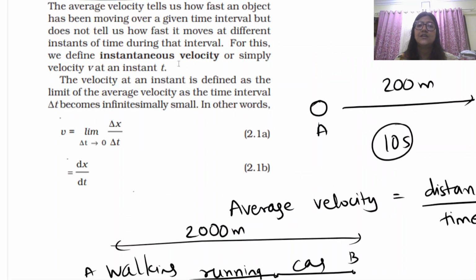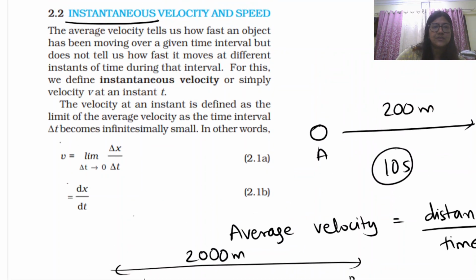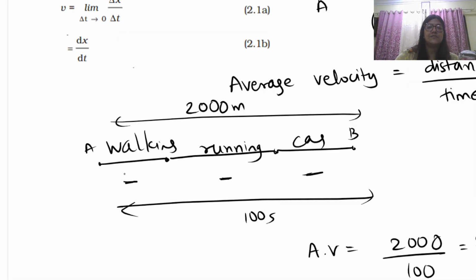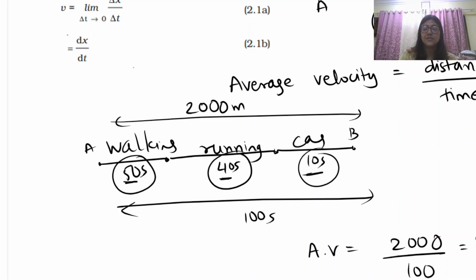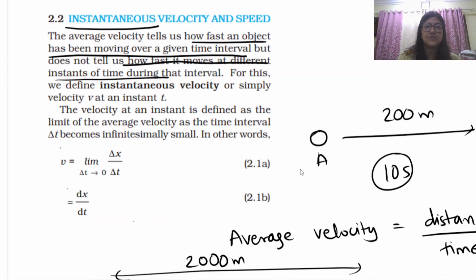It is not concerned with how we are moving. And that's what this paragraph is trying to tell us. It tells us how fast an object has been moving over a given time interval. So among these 100 seconds, it tells us the velocity for the entire duration, but it does not tell us how fast it moves in different instants of time. So let's say the walking part happened for, say, 50 seconds, and this happened for, say, 40 seconds, and this happened for 10 seconds. In these different intervals, the average velocity is not giving us information about these parts. Is it giving information? No, it's not.